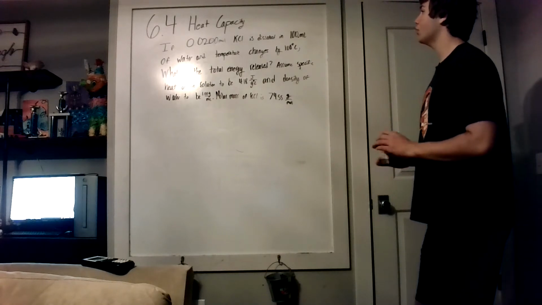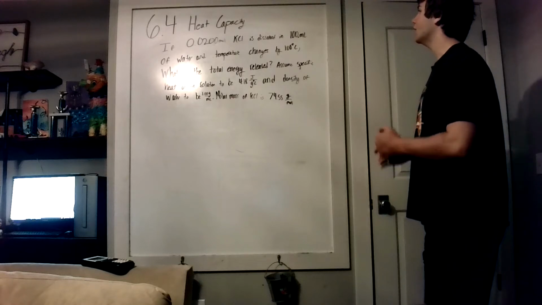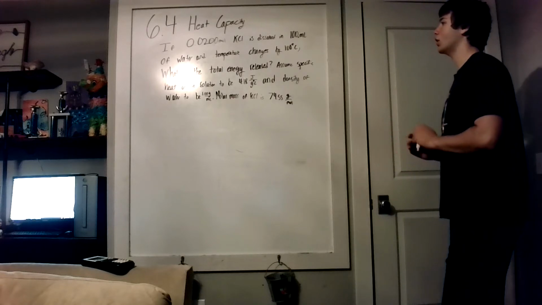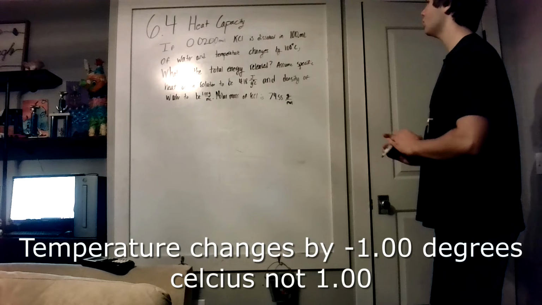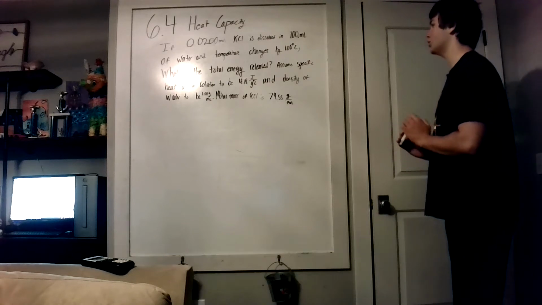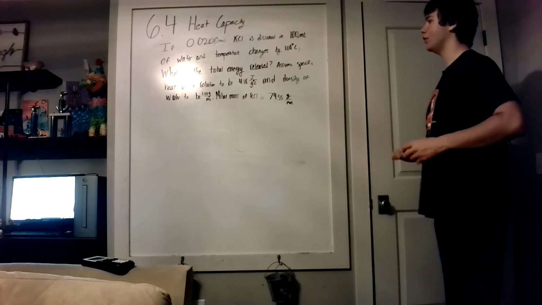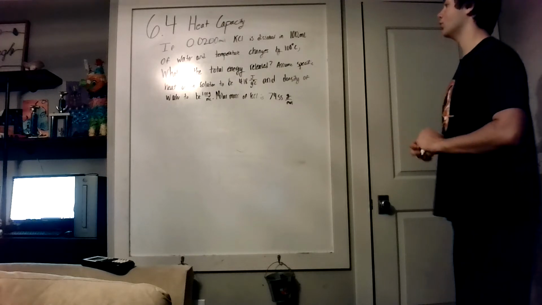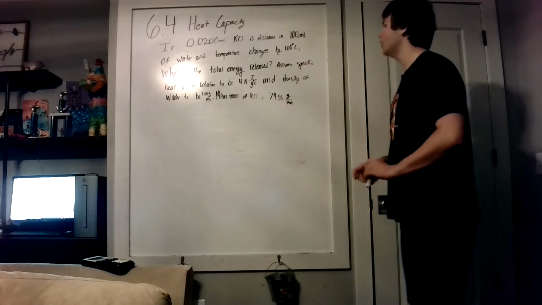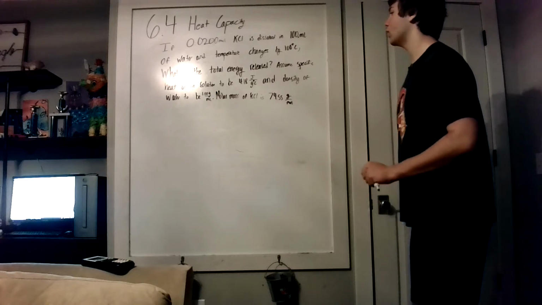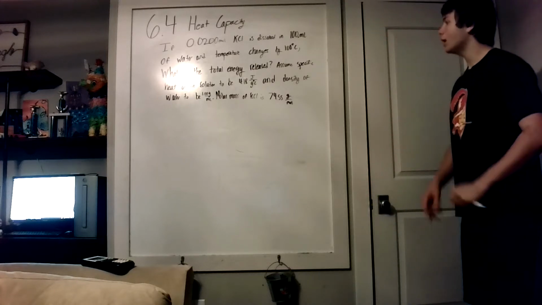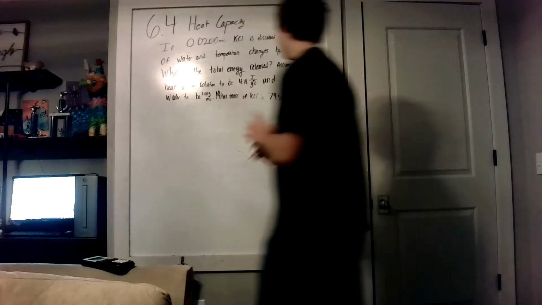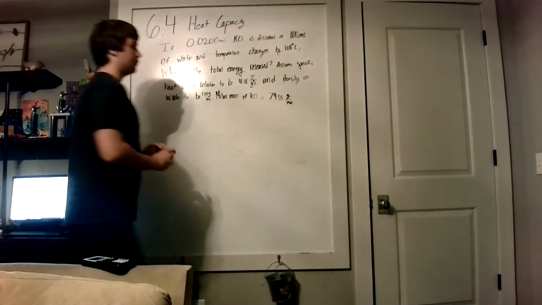If 0.02 mole KCl is dissolved in 100 milliliters of water and temperature changes by 1 degree Celsius, what is the total energy released? Assume specific heat of the solution to be 4.18 joules per gram degrees Celsius and density of water to be 1 gram per milliliter. Molar mass of KCl is 74.55 grams per mole.